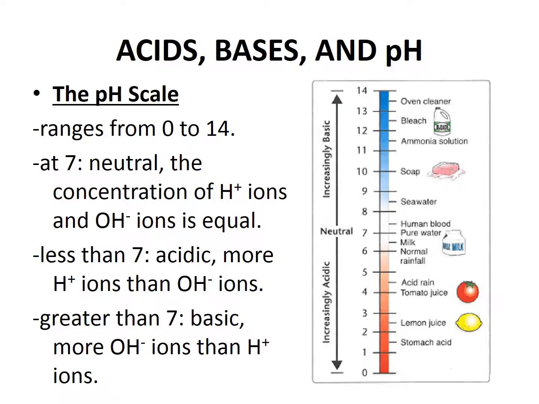Less than 7 on the pH scale is acidic. An acidic substance has more hydrogen ions than hydroxide ions. Greater than 7 is considered to be basic. There are more hydroxide ions than hydrogen ions. Notice in the diagram some of the everyday substances and their pHs.